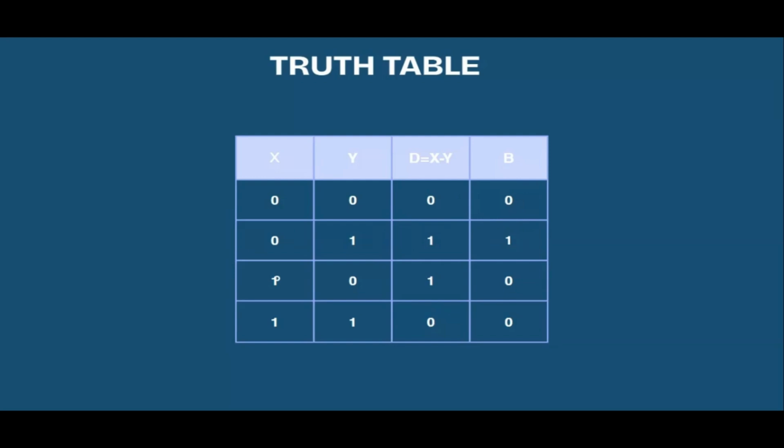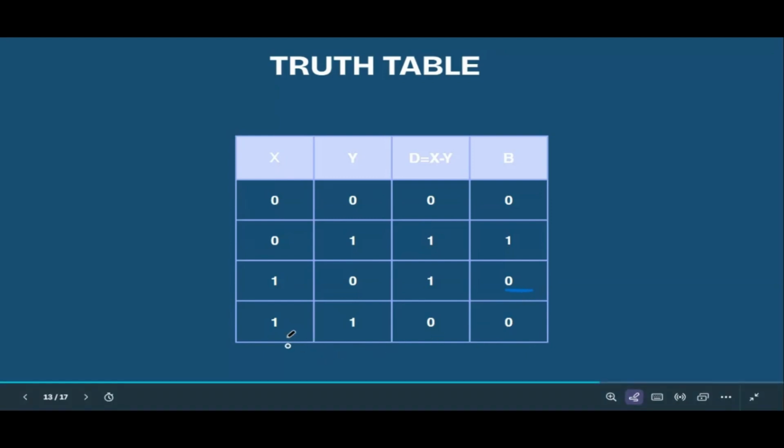Next, 0 minus 1. Here the difference is 1. Since x is less than y, we get a borrow of 1. Next case, 1 minus 0, the difference is 1. Here x, which is 1, is greater than 0, hence there is no borrow involved. That is, B is equal to 0. Next, 1 minus 1, here the difference is 0 and the borrow is again 0.